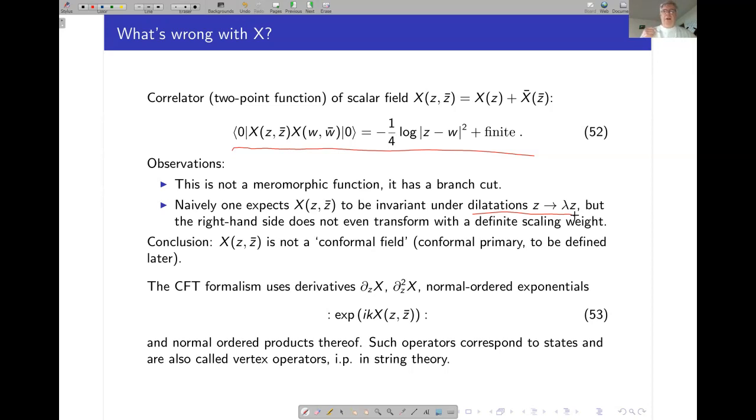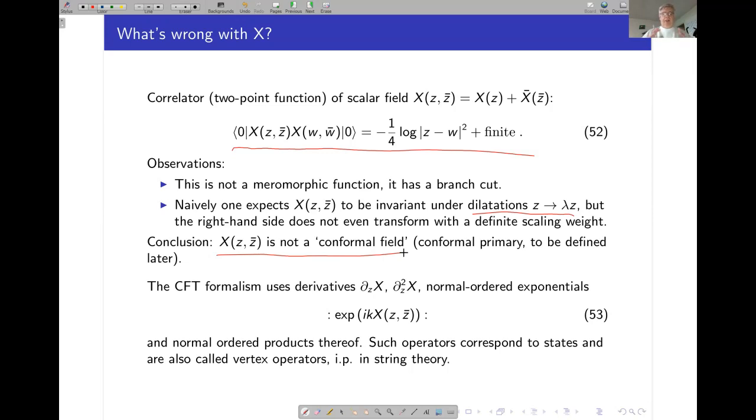So you can't even associate a specific weight with x, because the right-hand side does not transform with a power of lambda, but with a shift in lambda. So in conclusion, x of z does not transform tensorially under dilatations, and therefore under part of the conformal transformations. It is not a conformal field or conformal primary as we will define it later. But no worry, we still have a perfectly valid conformal field theory, which we can describe in terms of operators.